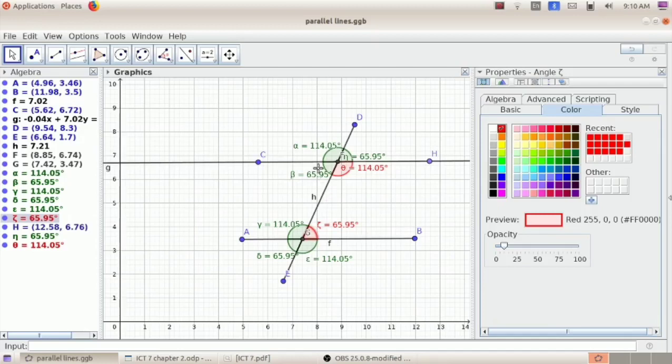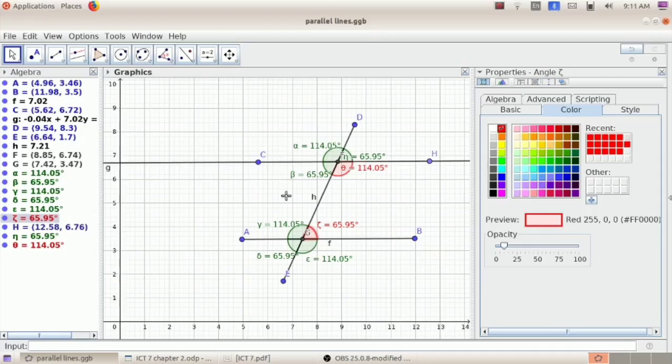Now consider this pair of co-interior angles. Here also this angle is 65.95 degree and this angle is 114.05 degree and the sum is 180 degree. So when two parallel lines are intersected by another line, the sum of co-interior angles will be 180 degree always.